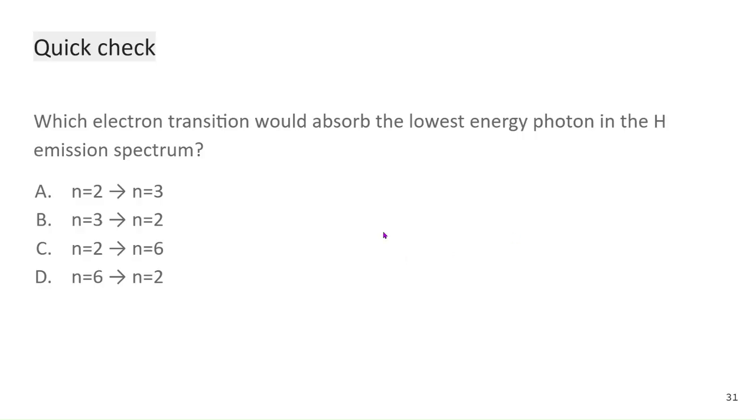So the correct answer, this one was a little tricky, is A. That's because it is the smallest gap between these. This would be more energy. And it said which electron transition would absorb the lowest energy. Absorbing energy means that it's going from a lower level to a higher level. If it would have said release, then this would have been the correct answer, because that's going from higher to a lower. But when electrons are absorbing energy, they're taking it in and jumping up to a higher energy level.